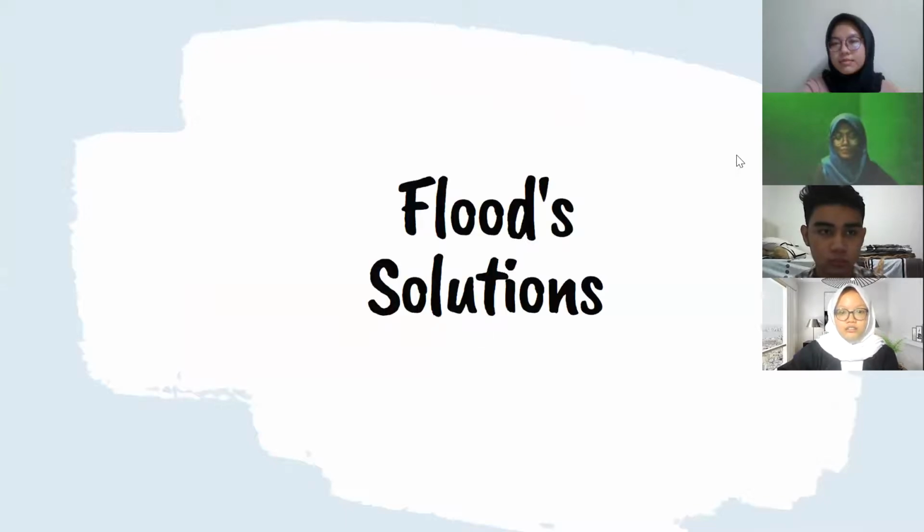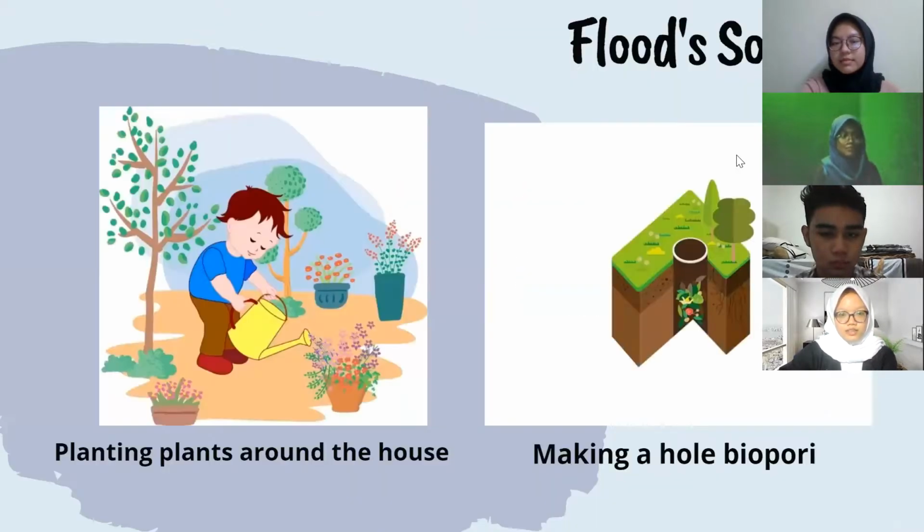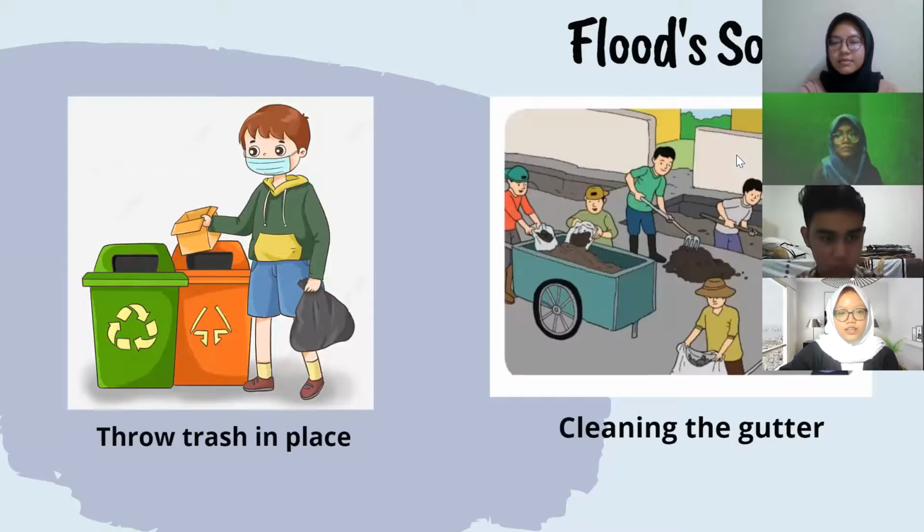Next, flood solutions. The first solution is you can plant plants around the house. Second, you can make a biopori hole. And the third, throw trash in its place. And the last, you can clean the gutter.